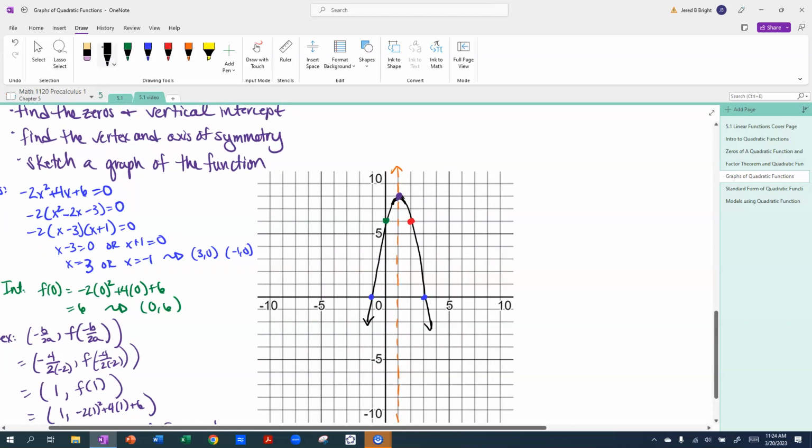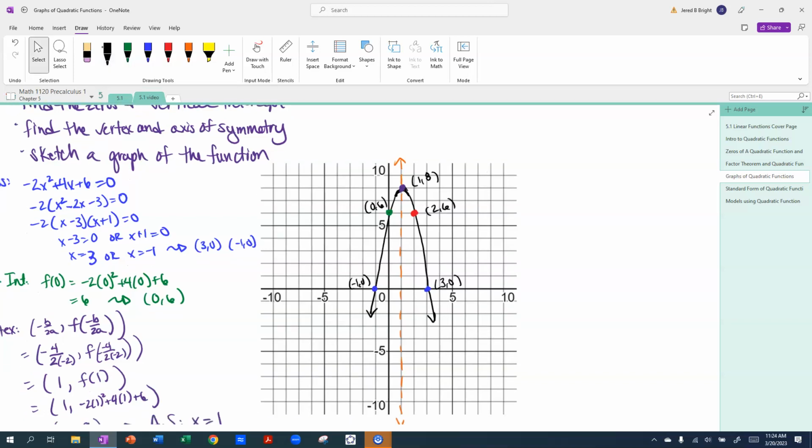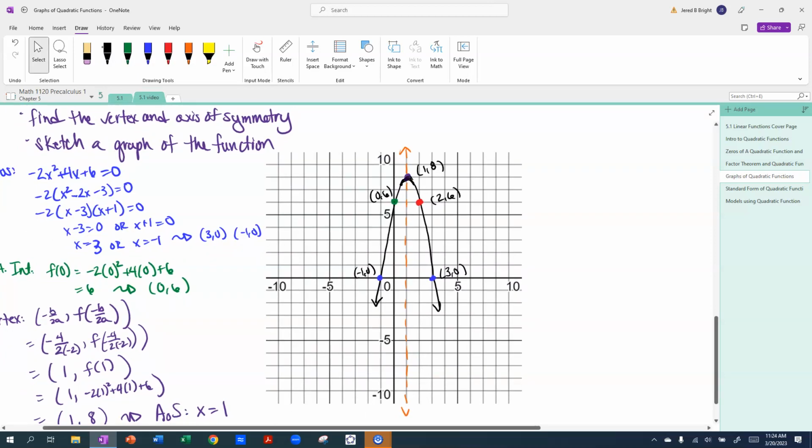Otherwise, make sure to have everything labeled on here, just as I have. If you are doing this free-handed, I strongly advise you to label the points. So this would be (3, 0), and this would be (negative 1, 0). Label all your points: (1, 8), (0, 6), (2, 6). It's only 5 of them. It doesn't take that long, just to add clarity to your graph.